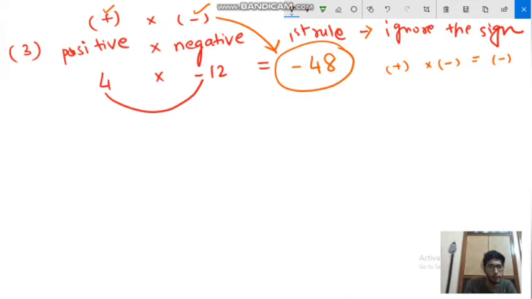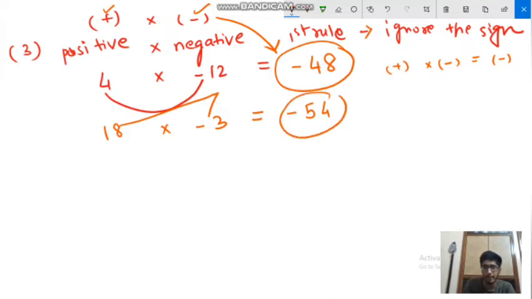Let's do one more. For example, 18 into minus 3. What will you do? Yes, you're right. Multiply. Ignore the sign first, then multiply, and then just put a minus sign in front of the answer, because positive into negative is negative. Positive into negative is equal to negative.